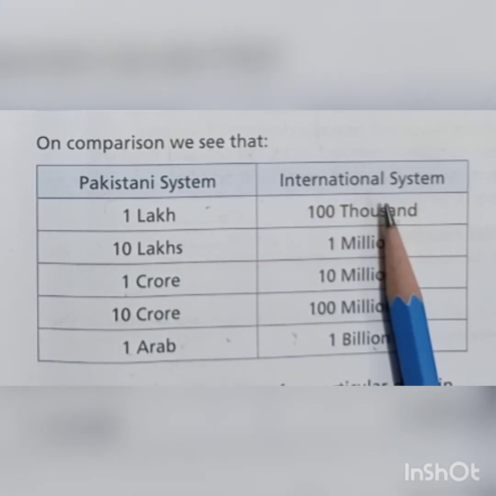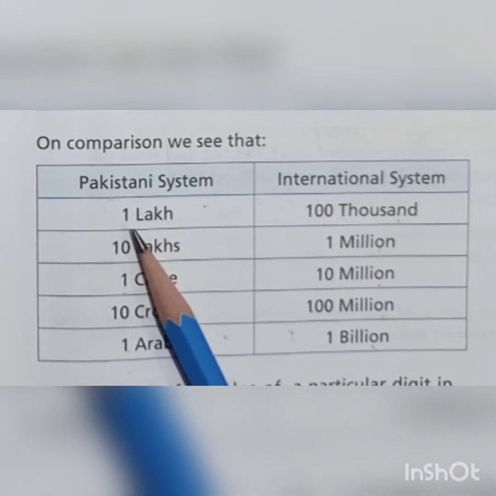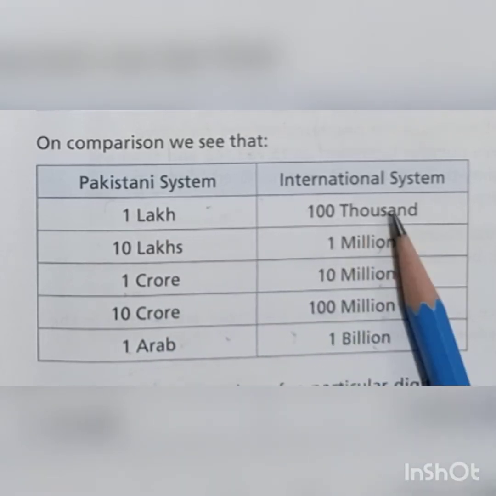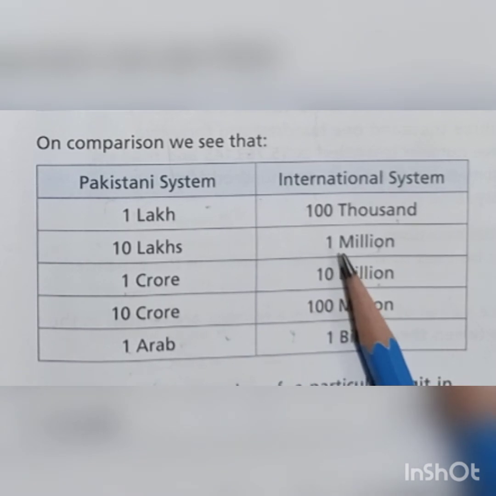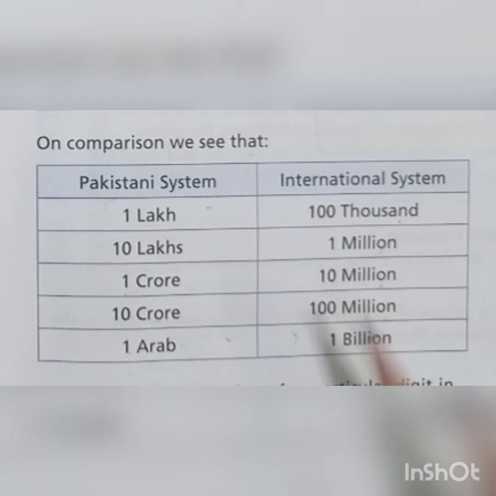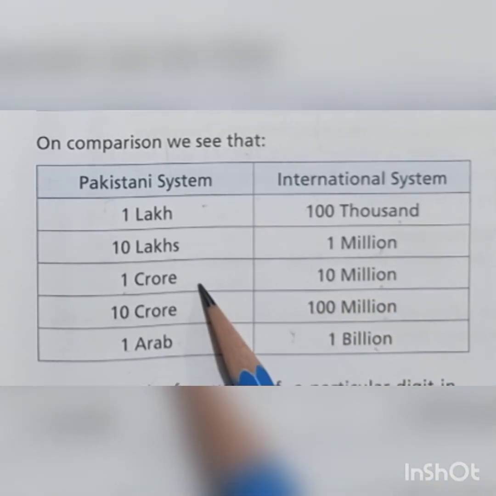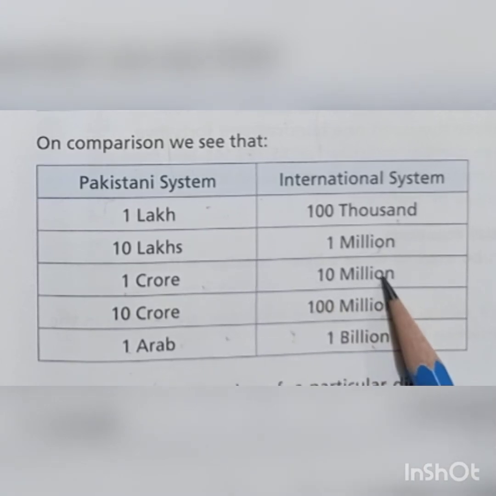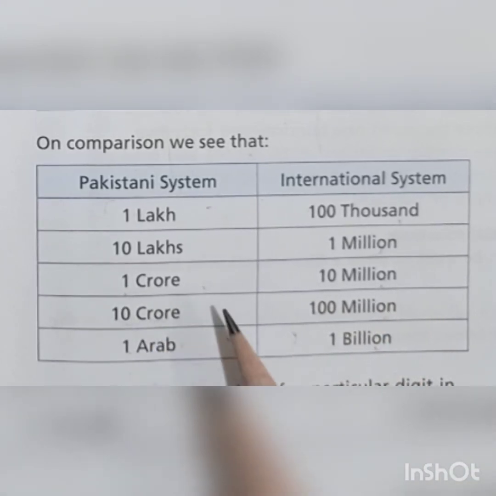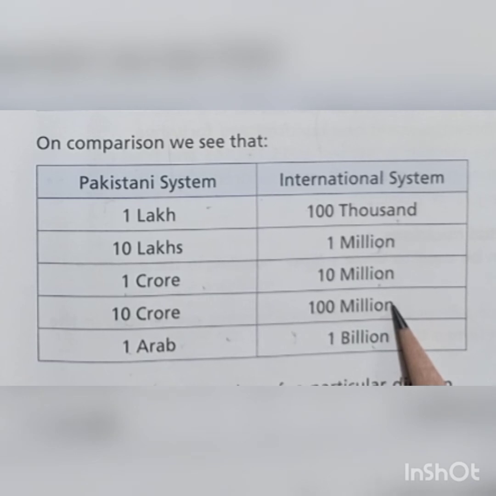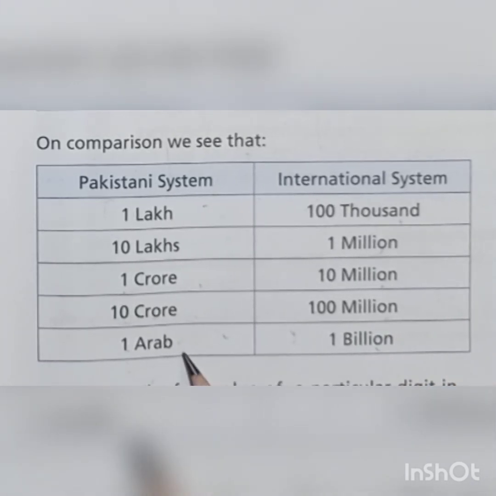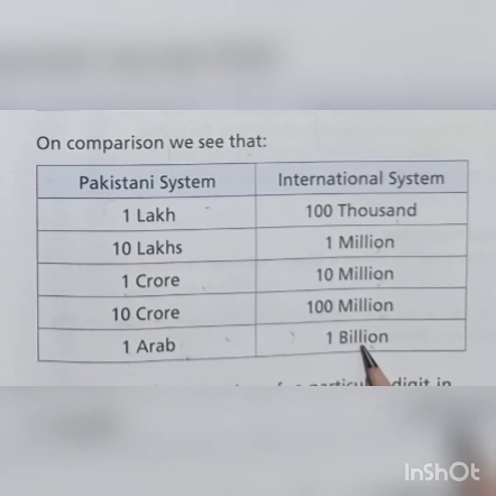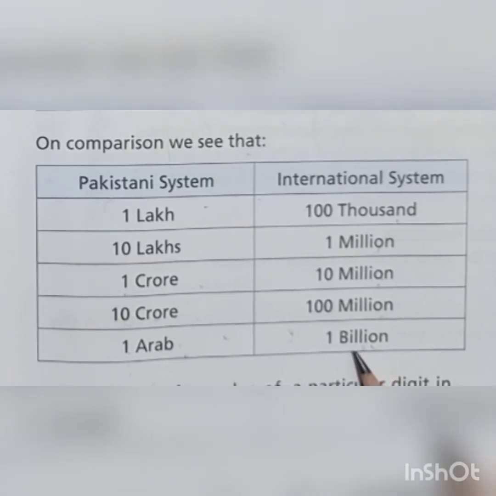The comparison is like this. 1 lakh of the Pakistani system is about 100,000 of the international system, and 10 lakhs of the Pakistani system is 1 million of the international system. 1 crore of the Pakistani system is about 10 millions of the international system, and 10 crore is about 100 millions. Also, 1 Arab of the Pakistani system is 1 billion of the international system.